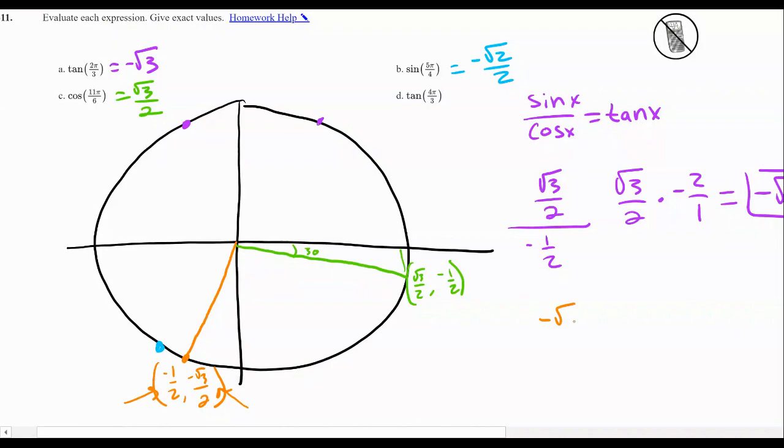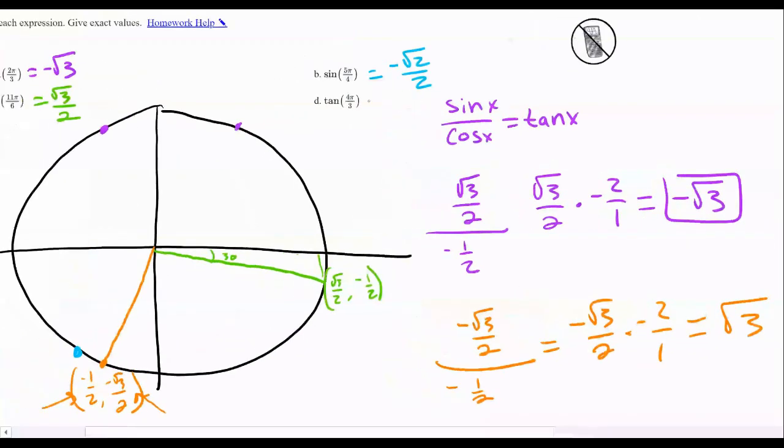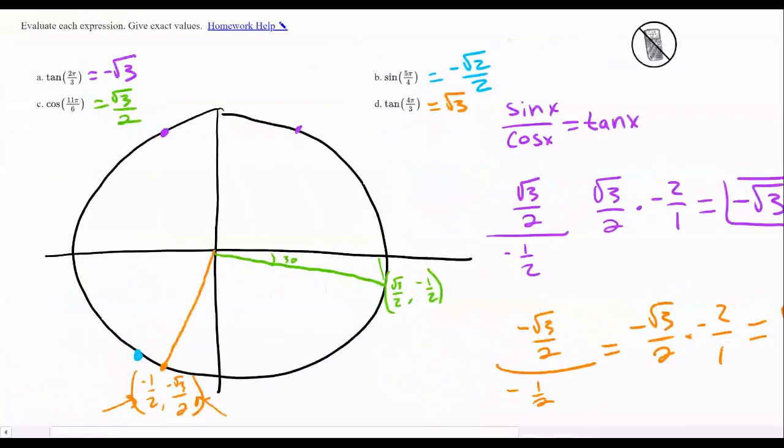So negative root 3 over 2 divided by negative 1/2, which is the same thing as multiplying by the reciprocal. This one, a negative times a negative is a positive. So for this one, my tangent is equal to positive root 3. And there's all 4 of them.